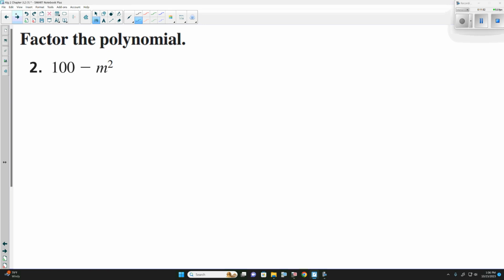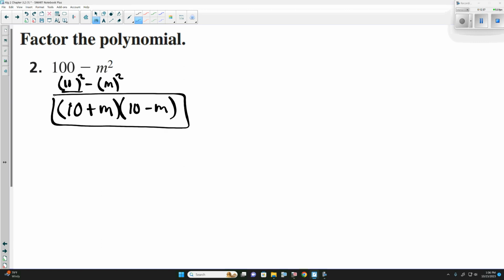100 minus m squared. Well, 100 would be 10 squared, and m squared is m squared. So how would we write this? Which one came first? Our 10 squared, so what number is going to go first? Yep. 10 plus m and 10 minus m.